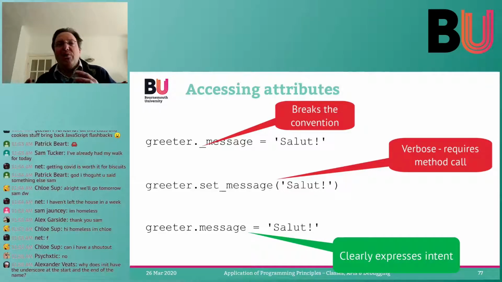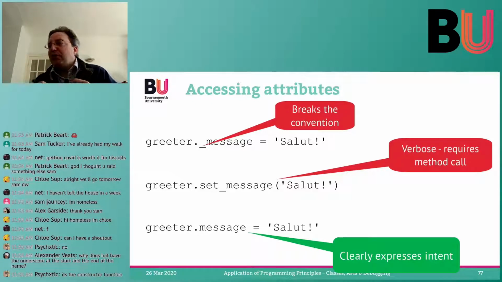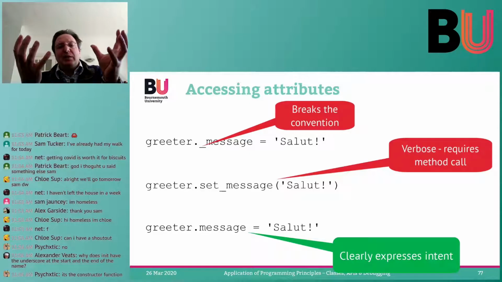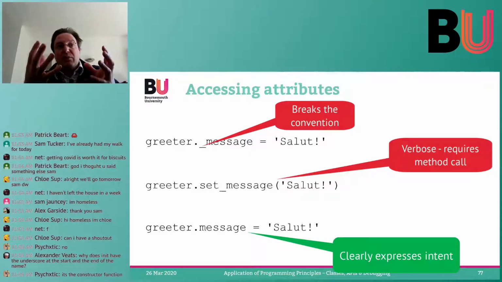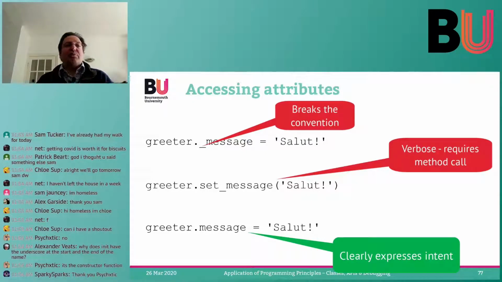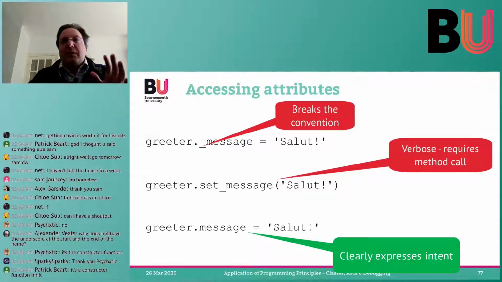It's verbose. It's a lot of typing, but worse, it makes it harder to read what's going on. It puts a layer between your intent and your code. So instead, what you want to do is to have something that looks like greeter.message equals salut. And the way you do that is with something called properties.